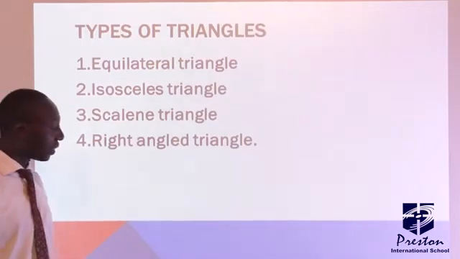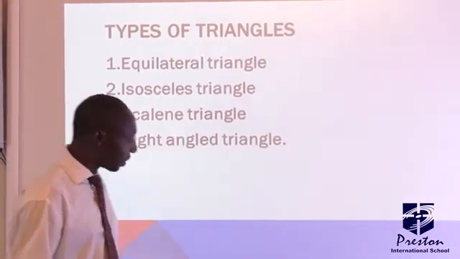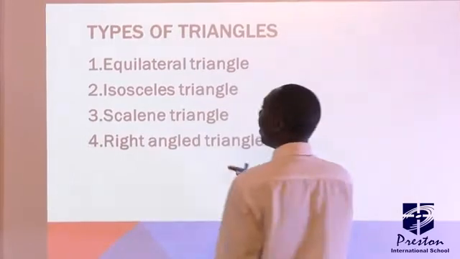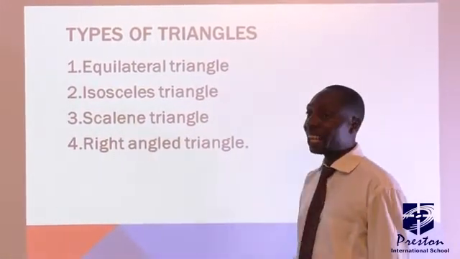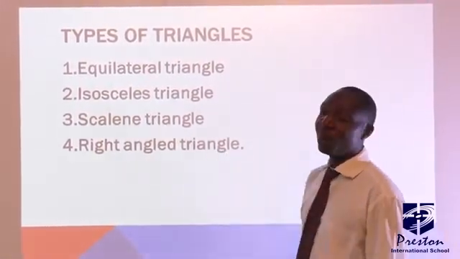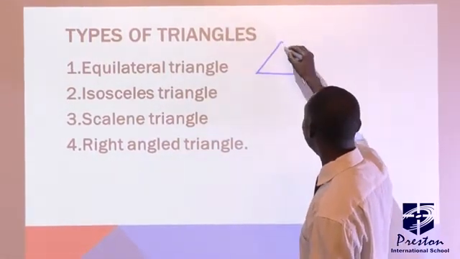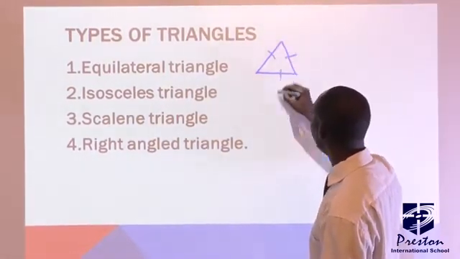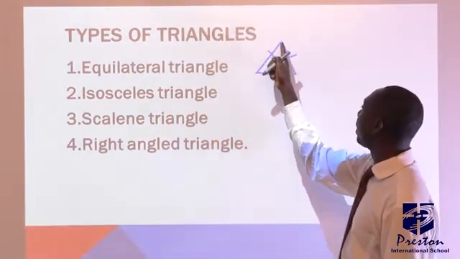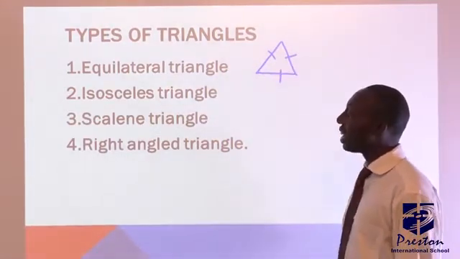Types of triangle. We have various types of triangle. The first one is the equilateral triangle. This triangle has all its sides equal. That is, all the sides are equal. So when you measure it, this length is equal to this length and to the other side.